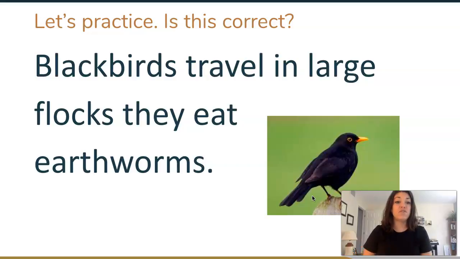Let's try this one. Blackbirds travel in large flocks. They eat earthworms. We've seen this sentence already. Where are we going to put the period? This is a run-on sentence. We need to add a period. Where is the period going to go in this sentence? If you said after the word flocks, you're correct. So it would read like this. Blackbirds travel in large flocks, period. They eat earthworms, period.